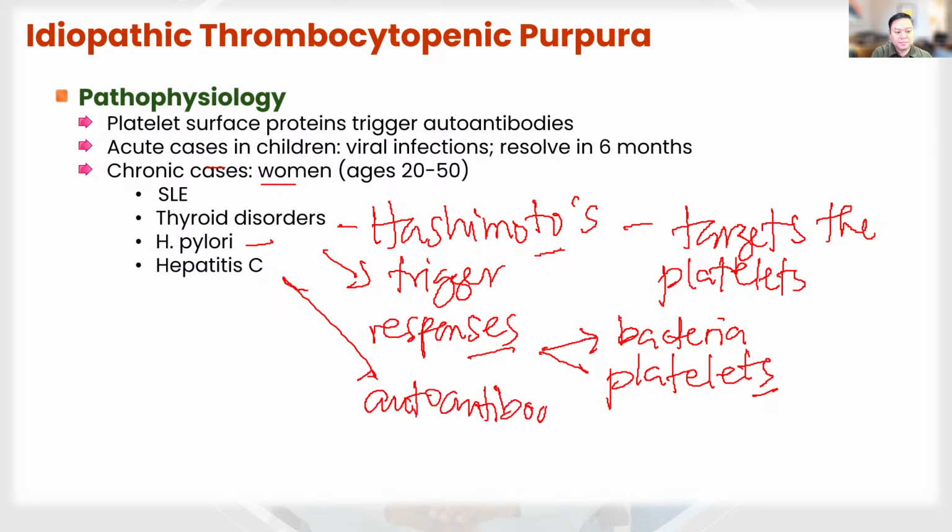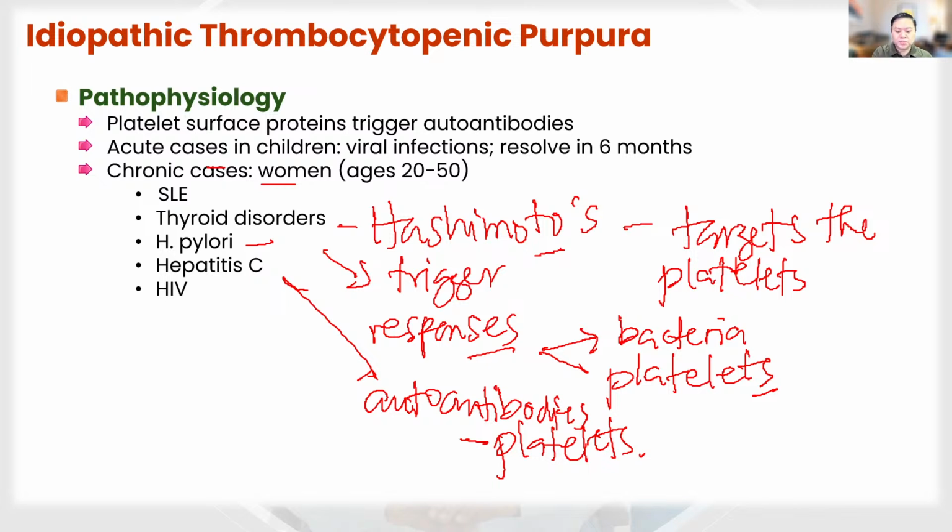Autoantibodies, which can also cause the destruction of the platelets. All right. Now, another is the HIV, human immunodeficiency virus, which can also affect the immune system in so many ways. And one of the mechanisms that is involved here is the autoantibodies that will attack the platelets, similar to the hepatitis C kind of a mechanism.